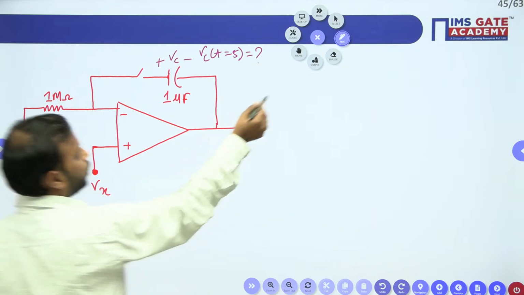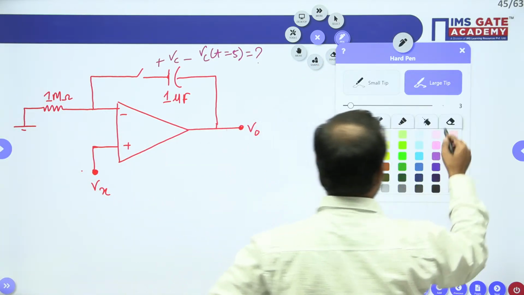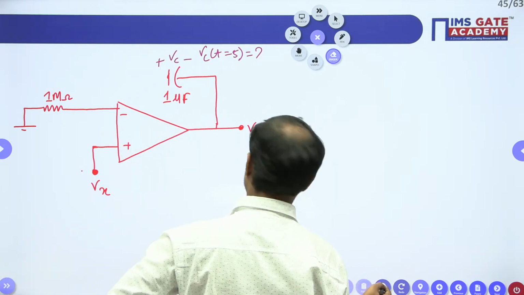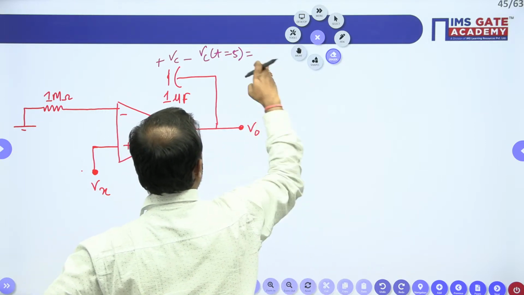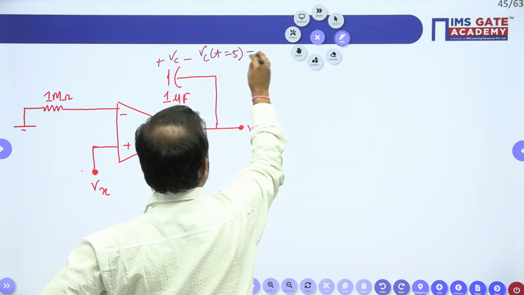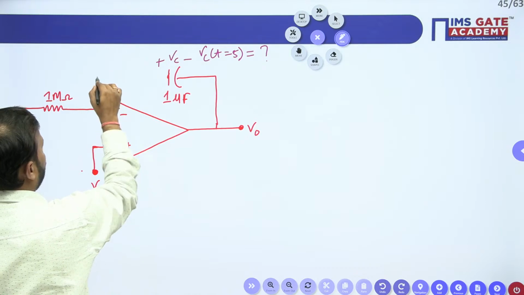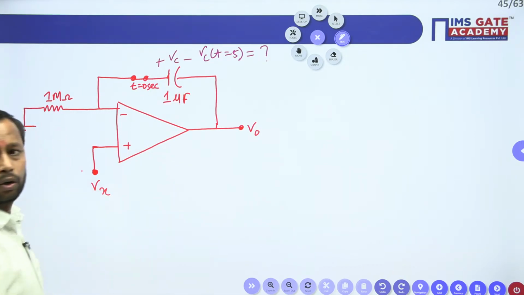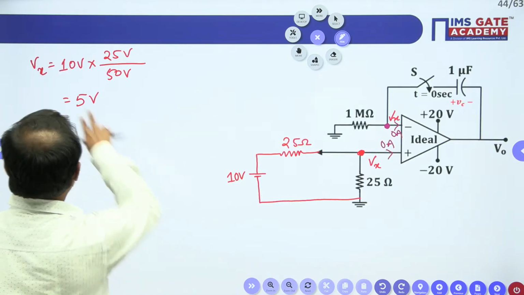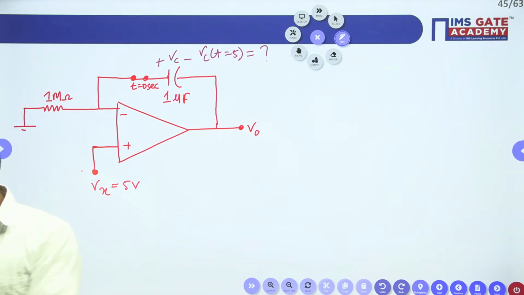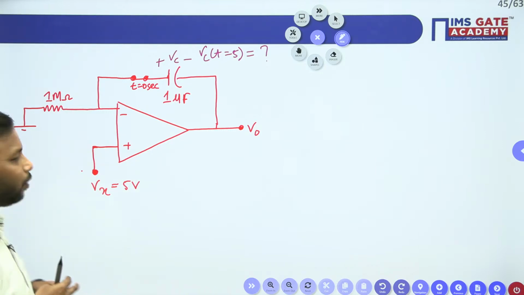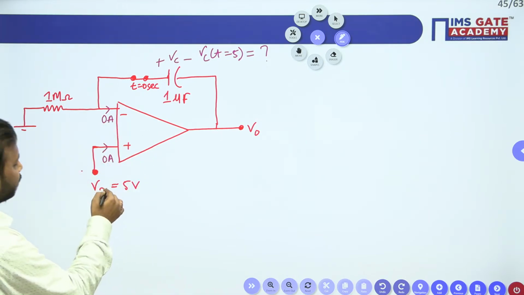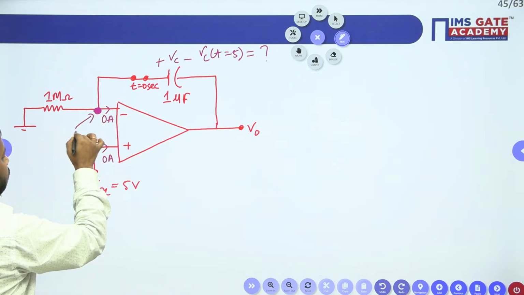Now let us assume that your switch is closed for this Vx value. Your switch is closed at t equal to 0. Done? At t equal to 0 second, the switch is closed. And we have calculated Vx, which is 5 volt. All right. Now, since the op-amp is ideal, no current will enter into this op-amp, and by the virtual ground concept, this voltage is again 5 volt.